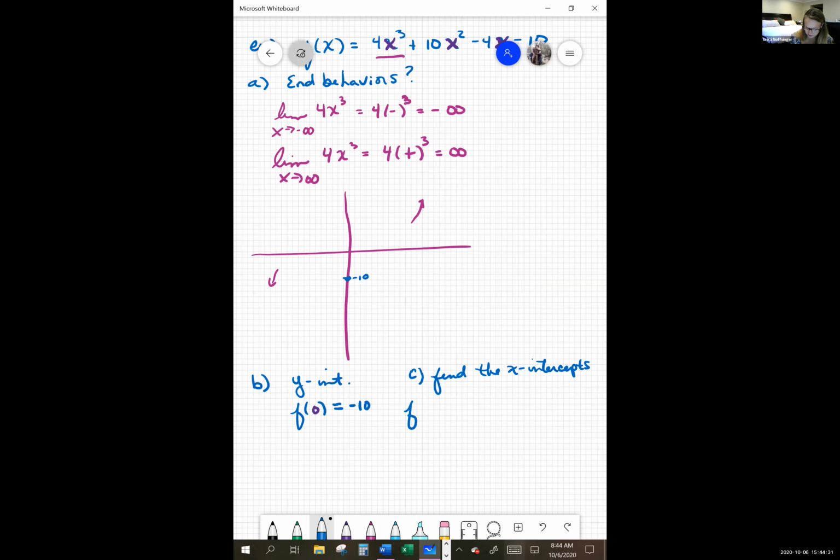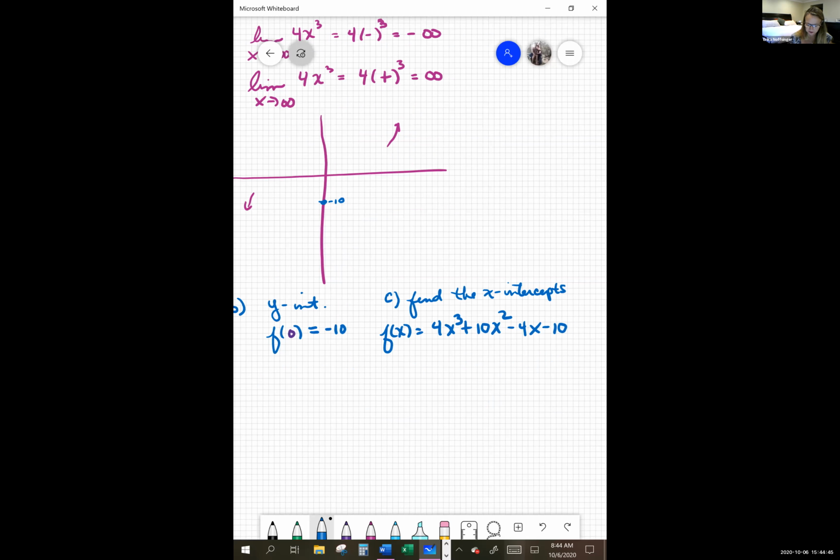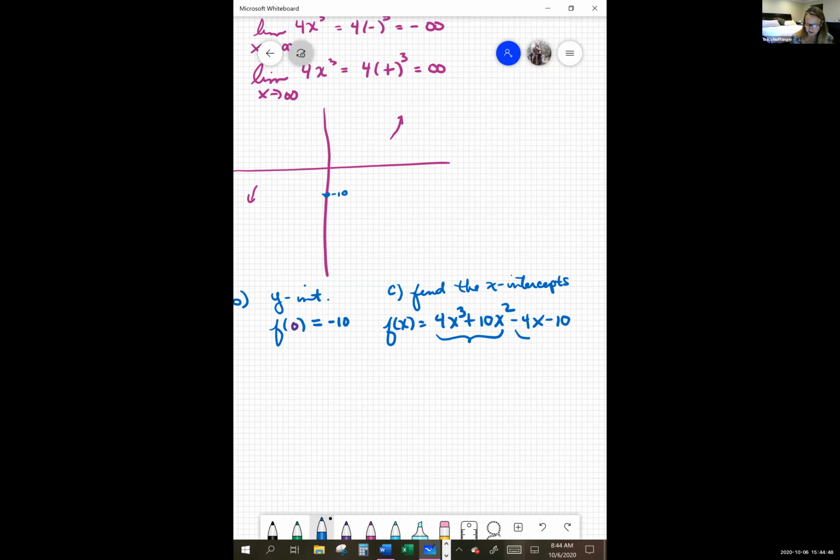So let's look at this. We have f of x equals 4x cubed plus 10x squared minus 4x minus 10. If we group these two terms together and these two terms together, let's pull out what they have in common. 4x cubed and 10x squared: 4 and 10 both have a 2 in common, and x cubed and x squared both have an x squared in common. So if we pull out 2x squared from both of these terms, we're left with 2x plus 5.